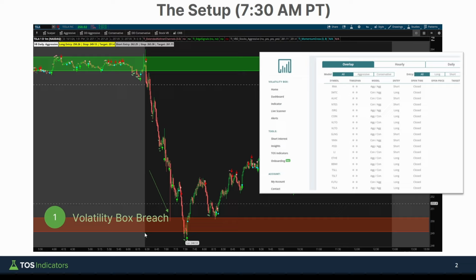Now that's step one, where things get interesting for us. We want to see this volatility box breach. That tells us we have a volatility edge, and now we're looking for, in this case, a buy the dip type of setup, a reason to look at price to reverse. Now there's two triggers that I like to use. The first trigger is the edge signal confirmation.